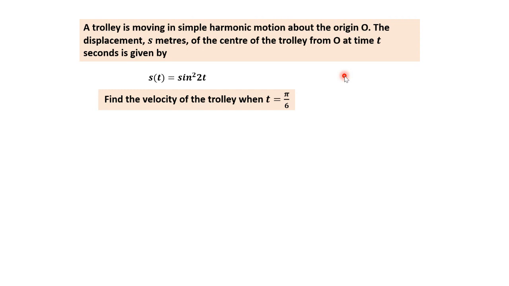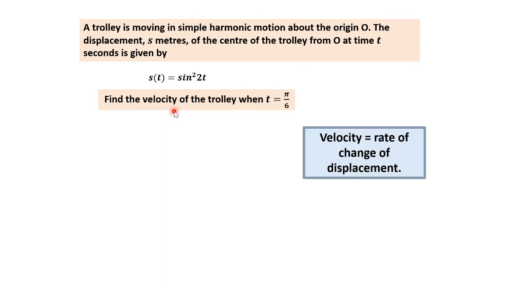So if I look here, I've got a trolley moving in simple harmonic motion about the origin. The displacement s meters of the center of the trolley from O at time t seconds is given by, and here I've got a formula for my displacement. Okay, and the question is find the velocity of the trolley when t is equal to pi over 6. Okay, the first thing I look and I go, velocity is change in distance over change in time, or more formally, the rate of change of displacement. So that means it's going to be the derivative of this function.